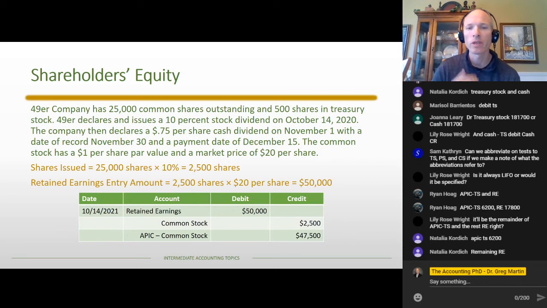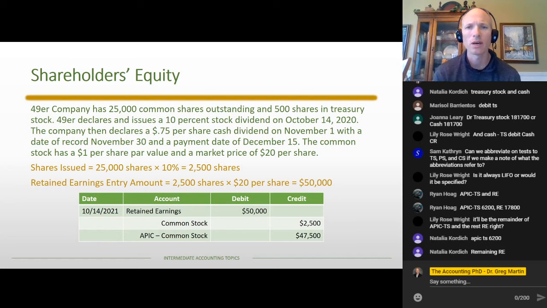And if you remember then, with the small stock dividend, in this case, we're kind of declaring and issuing on the same date. And so the number of shares that are issued are 2,500. The par value is $1 per share. And so the amount that we assign to our common stock account is $2,500. Any amount above par is assigned to APIC common stock. And so hopefully that makes sense.